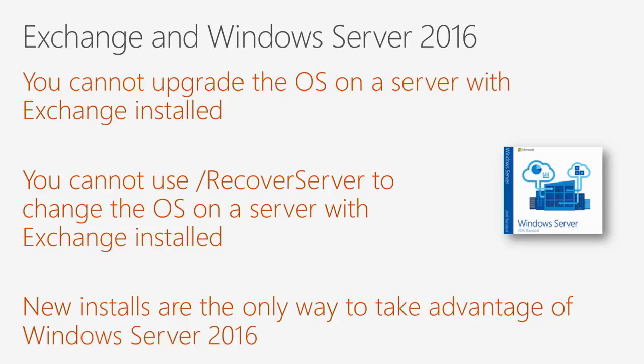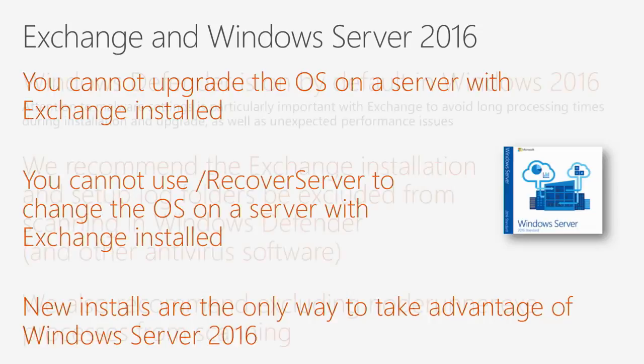There's no upgrading the OS when Exchange is on the box. You can remove Exchange and then upgrade the OS and then re-add Exchange, but I would suggest that if you're going to do that, you might as well flatten the OS as well and start fresh. You also can't use the recover server switch to change operating systems as part of a disaster recover operation. So again, new installs are the only way to get there.